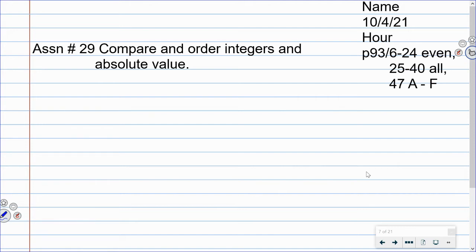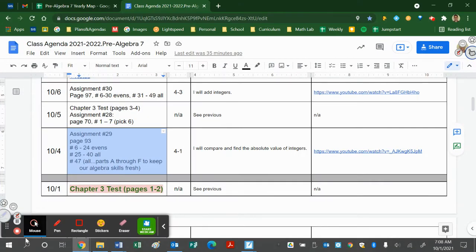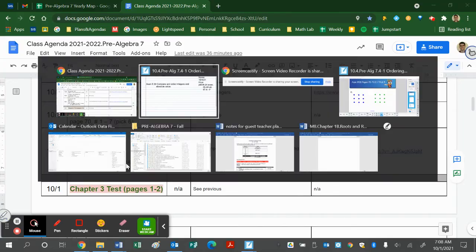So you should now have a paper with the proper title, assignment number 29, compare and order integers and absolute value. Today's date, October 4th, page 93, 6 to 24 is evens, 25 to 40 is all, number 47 is A through F. I'm going to pause the video, come on right back in a sec. And just a note, folks, number 47, it does say all of number 47, parts A through F. We want to keep our algebra skills fresh and going. So make sure you do all that, showing all the steps. You know what to do.